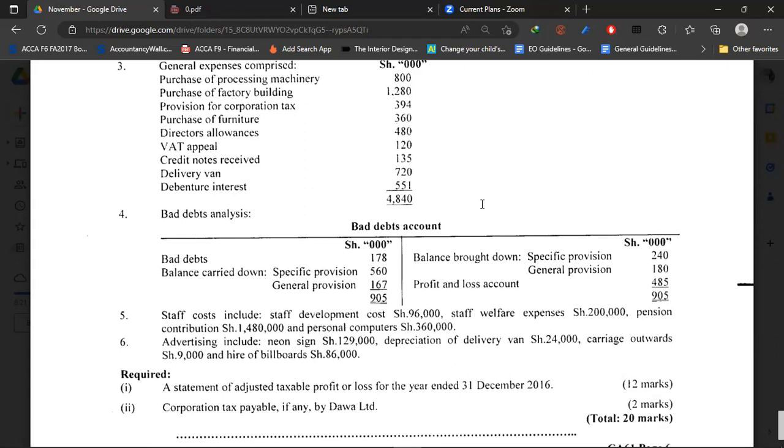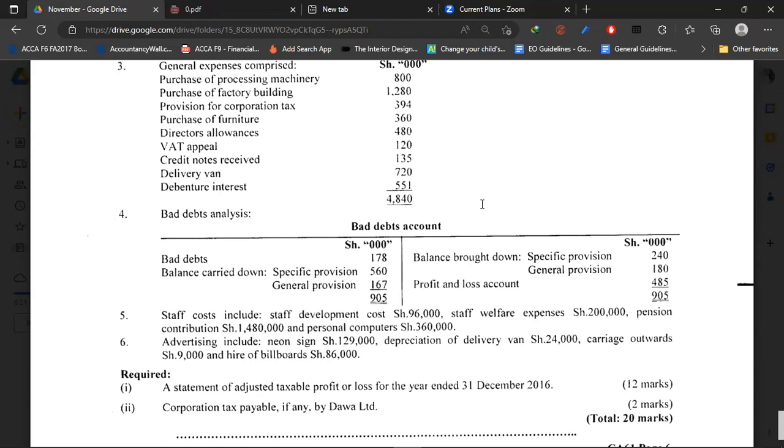We have the pension contribution. You know very well the pension contribution might be like the one that the employer normally contributes on behalf of the employees, the NSF contributions. Now, we also have some aspects where we are discussing about the personal computers, which are disallowable expenses. Now, let us go to number 6. We are talking about advertising, which basically includes neon sign qualified for capital allowances. Depreciation is not recognized under the taxation.